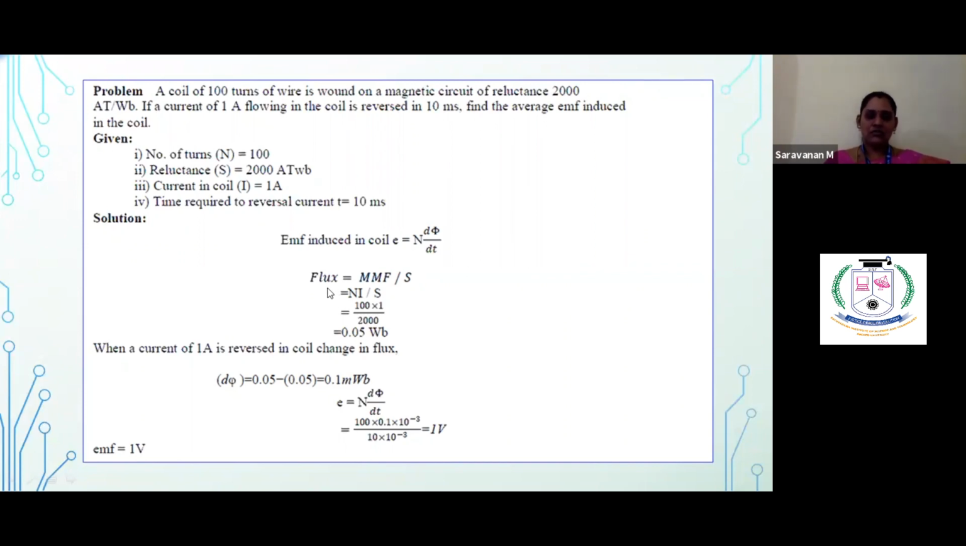Okay, so the EMF induced E is equal to N into d phi by dt. So what is your flux phi? Phi is nothing but MMF by S, N I by S. So from this calculate your flux. After calculating your flux, they have given that within this time it has been reversed. So reversed means you're going to take it as a negative value. So the change in flux will be twice the flux, which is going to be 0.1 milliweber. So substitute it, and the change in time is given, substitute it and get the value of the expression. Here we are using two formulas: E is equal to N into d phi by dt and flux phi is equal to MMF by S.